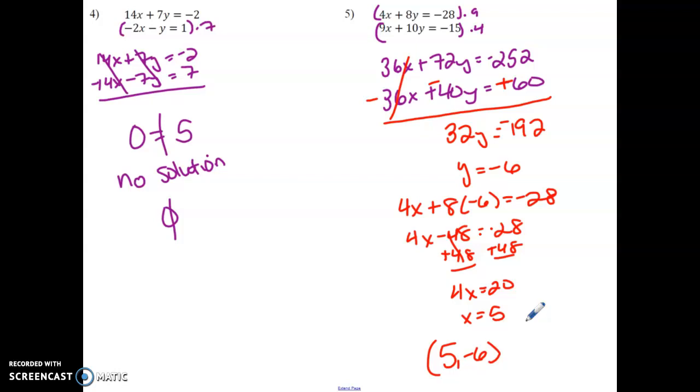So I did that, and I got 36x plus 72y equals negative 252. And 36x plus 40y equals negative 60. The problem is my x's don't cancel yet. So I need to change my signs in one of the equations. So in the second equation, you'll see in red that I made that 36 negative, I made the 40 negative, and I made the 60 positive. If you add the two equations together and solve, you get y equals negative 6. Plug that negative 6 back in, solve for x, you get 5. So your answer is 5, negative 6. Hit pause if you need to look those over.